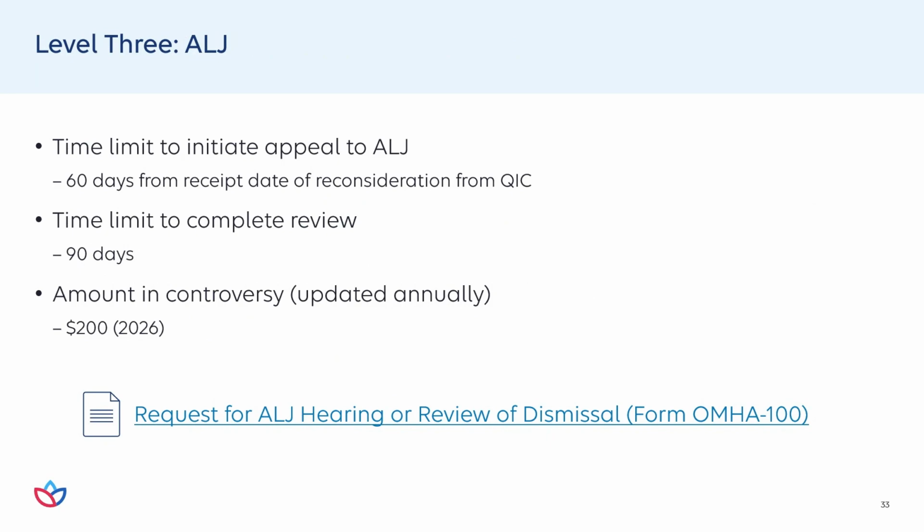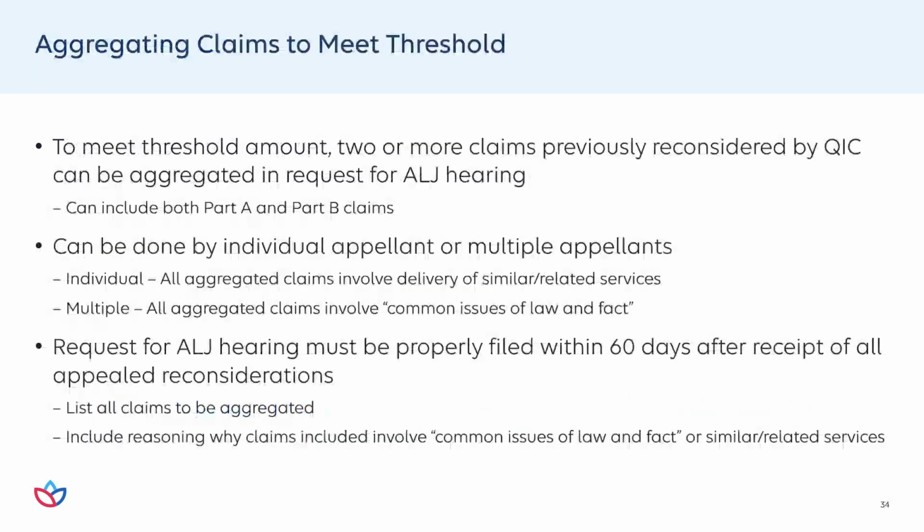And we'll talk about how you can check the status of your appeal with the ALJ in just a few minutes. But first, because there is a minimum amount in controversy here, let's talk about aggregating claims to meet the threshold. So to meet the threshold amount of $200, two or more claims previously reconsidered by the QIC can be aggregated in the request for an ALJ hearing. Can also include both Part A and Part B claims.